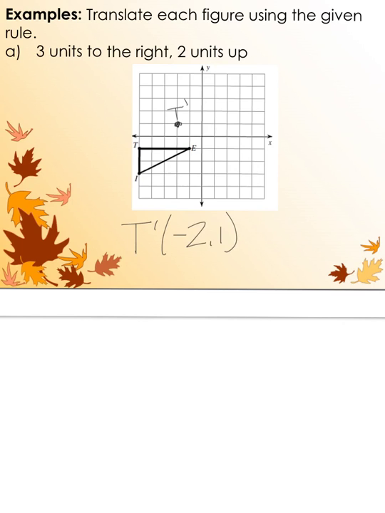Now again, we have to do that for every point in this shape. So I'm going to move to E. I'm going to start where E is. And again, move 3 spots to the right, 1, 2, 3, up 2. So then E prime falls at 2, 1 then.